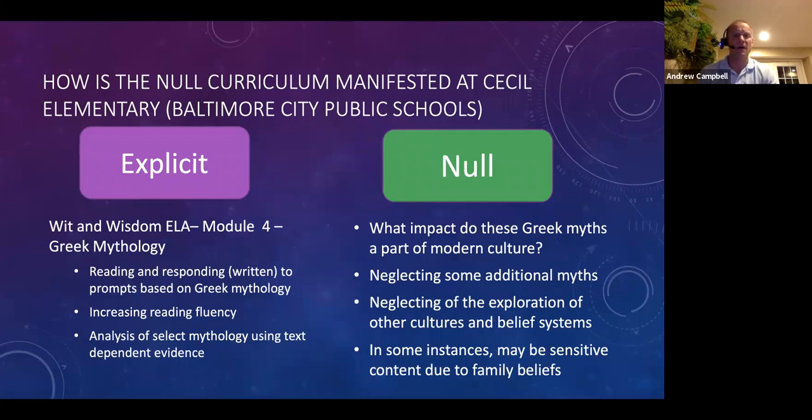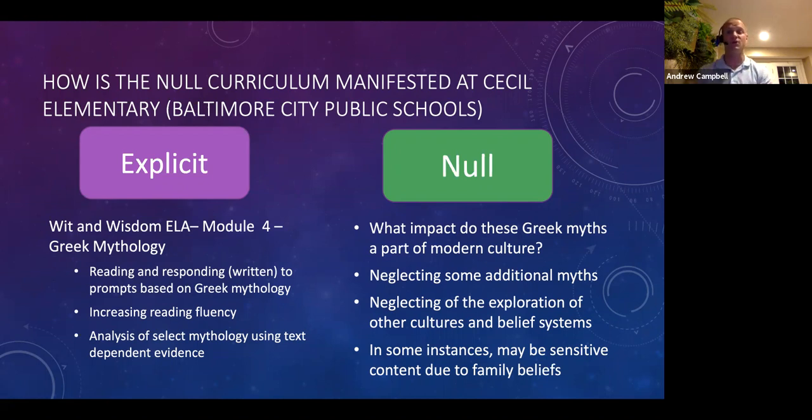The second example of how I noticed the Null curriculum manifesting at school was with the fourth module of Wit and Wisdom, our explicit standard academic curriculum. We have a unit on Greek mythology. Within the curriculum, Wit and Wisdom has students reading and responding in a written form to various prompts that are based on Greek mythology. It focuses on increasing reading fluency and analysis of selected Greek myths using text-dependent evidence. Now, it was a good unit.